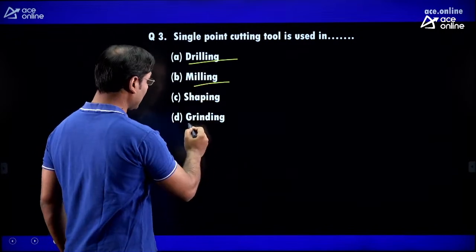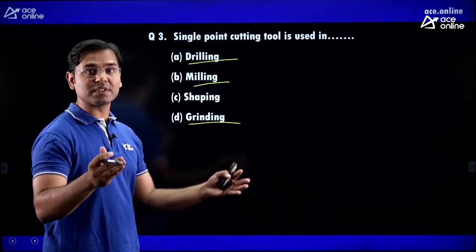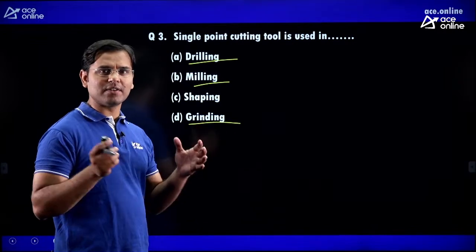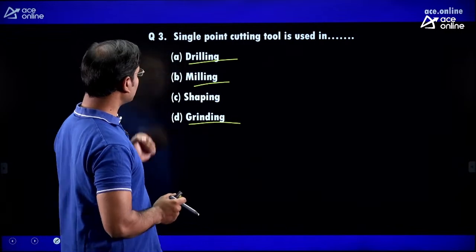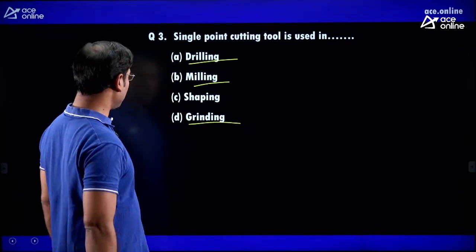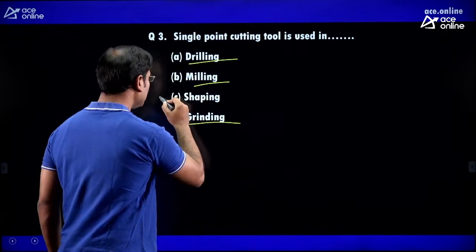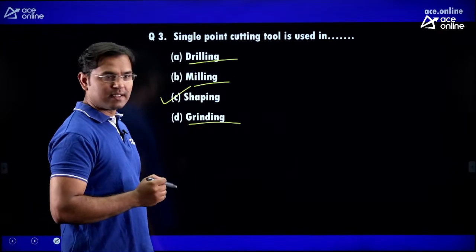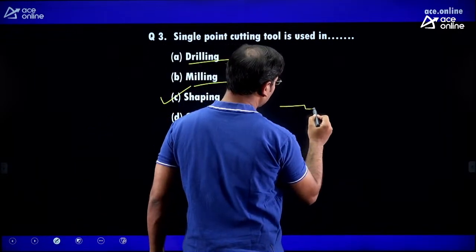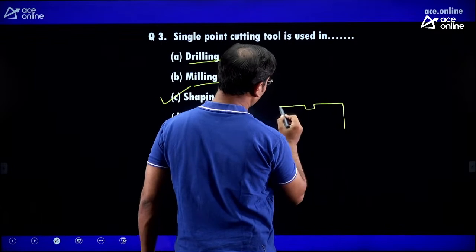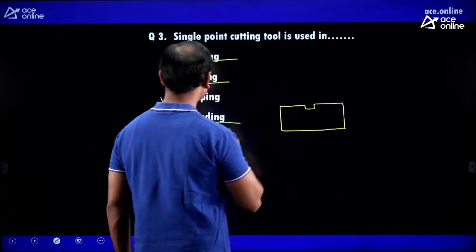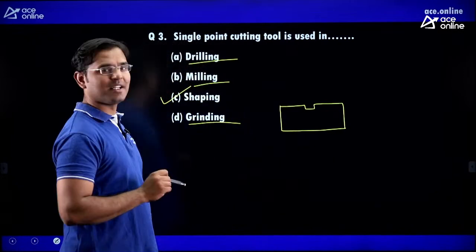Next, milling is the multi-point cutting tool. This is the grinding. In grinding, we are taking a number of single point cutting tools, and it is a multi-point cutting tool. Drill is also a multi-point cutting tool, milling is also a multi-point cutting tool. And what about shaping? Shaping is only a single point cutting tool. In shaping, we are producing one slot. This is the workpiece, and in that workpiece we want to produce a slot. The slot we produced here by using the shaping tool is a single point cutting tool only.